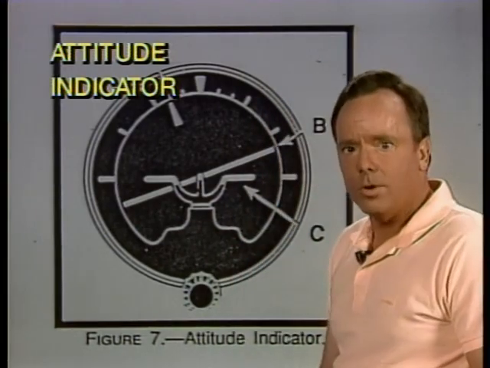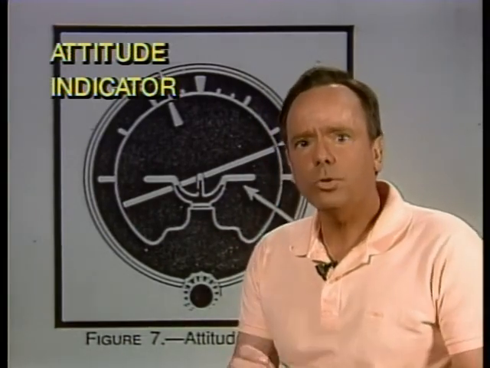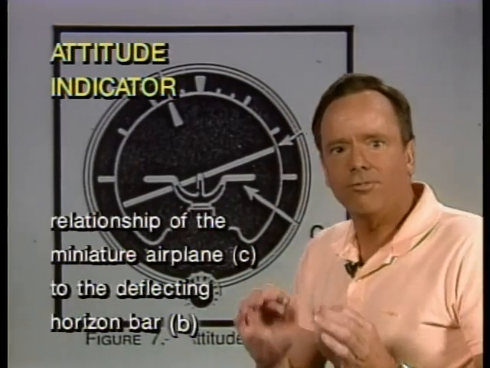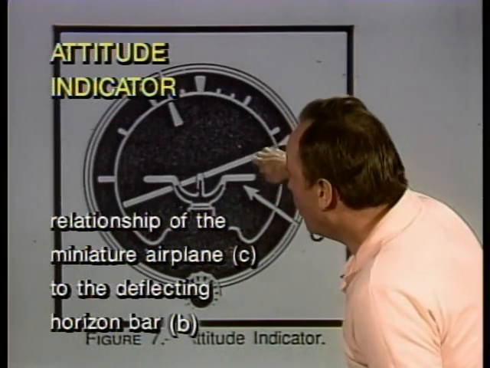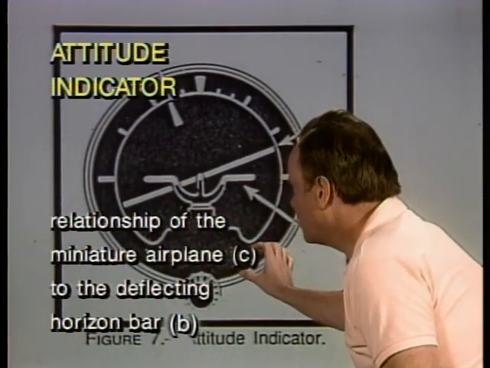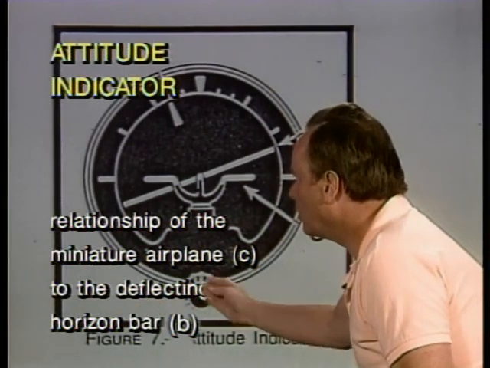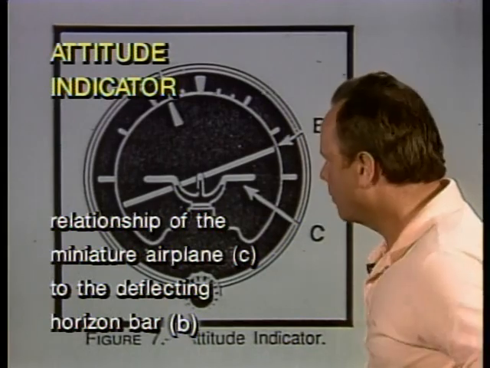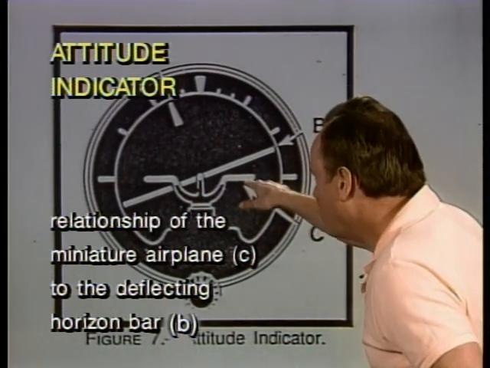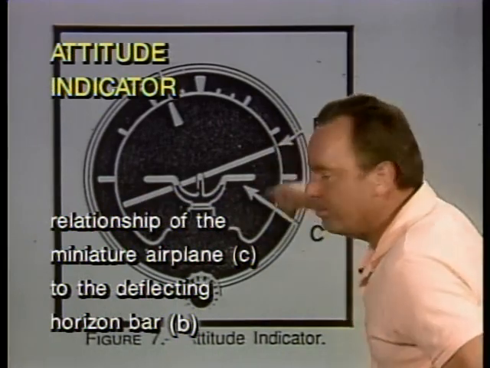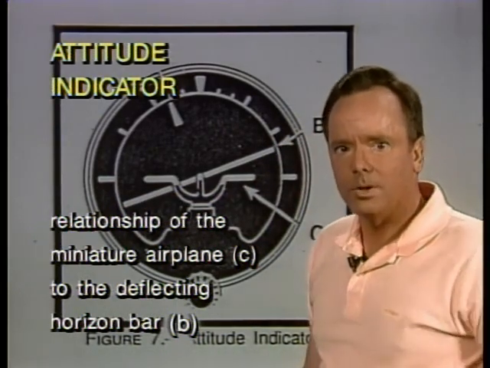And it can be confusing, and the way you do it is you note the relationship of the miniature airplane, which is C, to the deflecting horizon bar, which is B. So the answer in the test is note the relationship of the miniature airplane, which is C, to the deflecting horizon bar, which is B. Now, if you take a look at this, you can see that this airplane right now is in a right bank because the right wing is below the horizon. And that's the way the picture would look outside the window of the aircraft.